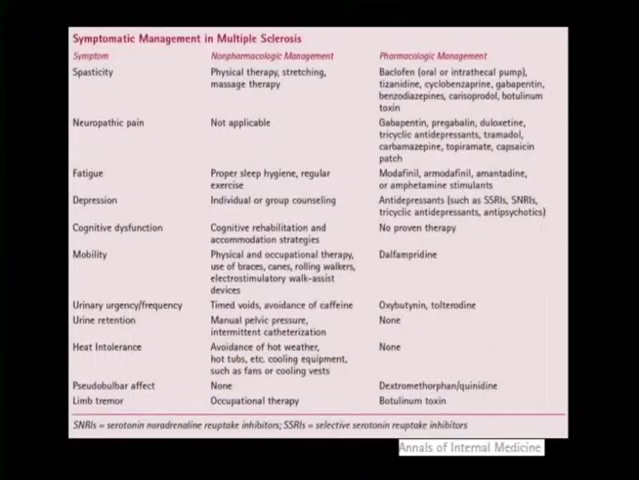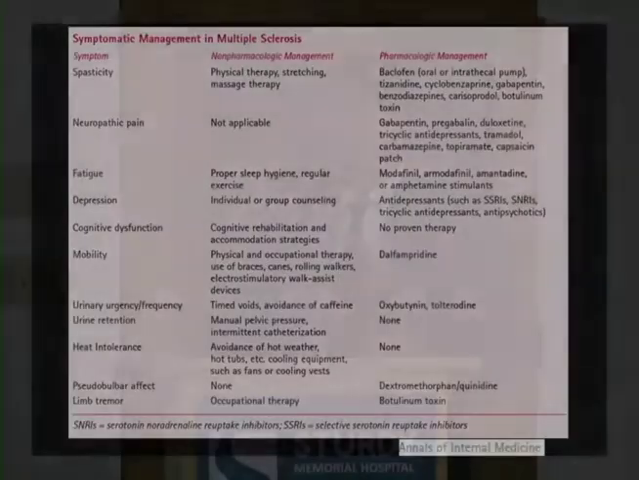In addition to managing the core disease itself, the immunology of the disease, the management of symptoms associated with multiple sclerosis is equally or even more complex. And these various symptoms include, as I mentioned earlier, spasticity, pain, fatigue, depression, cognitive dysfunction, etc. And all of them require, again, a complex team-based approach for their management.